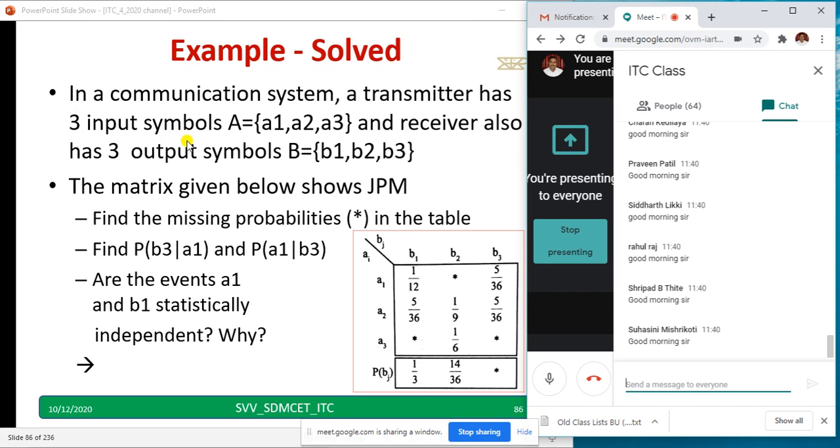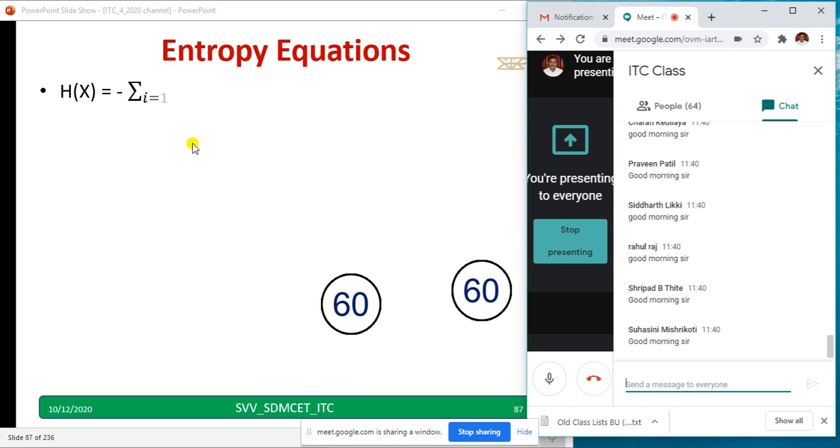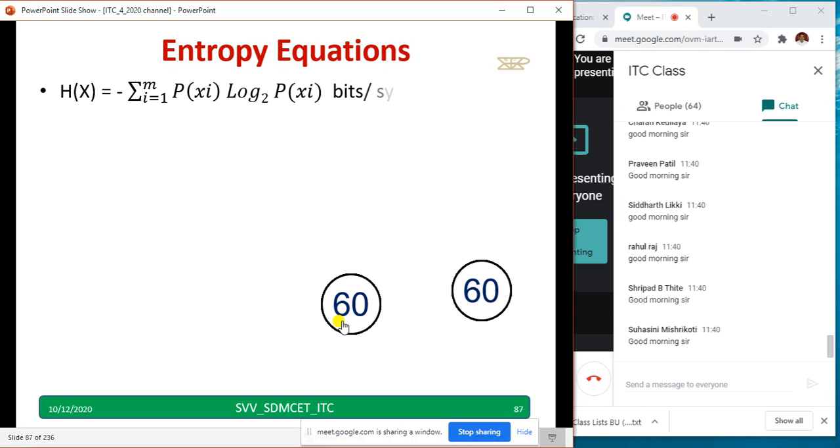And we have found the missing probabilities in the channel and entropy equations we have discussed. I want you to just read this. It is there in your notebook.